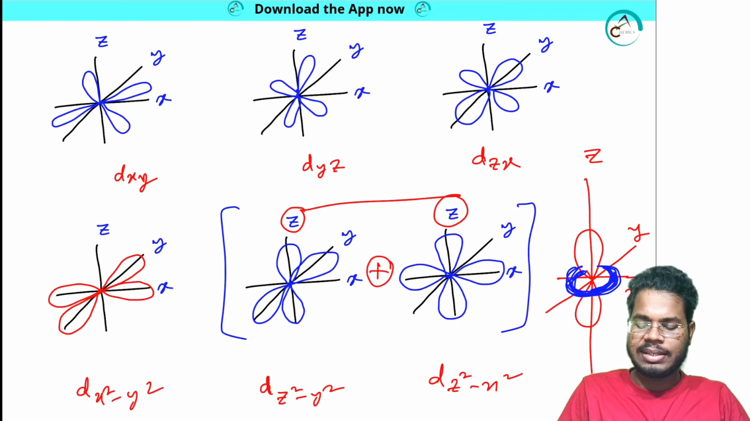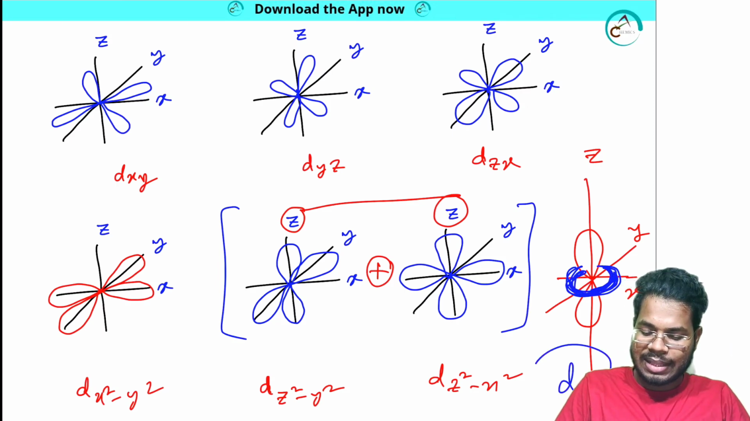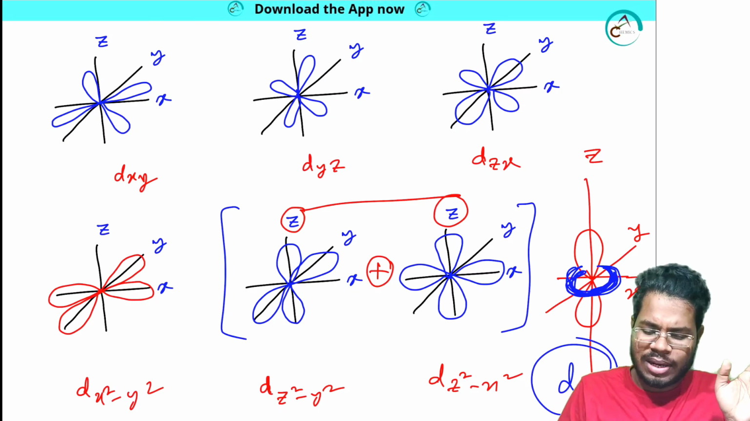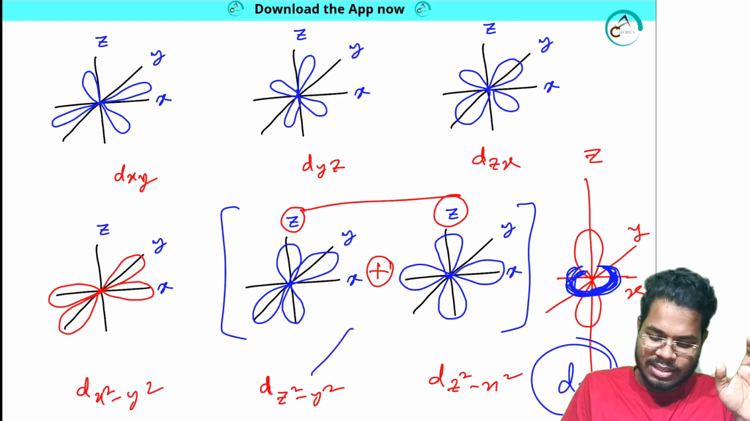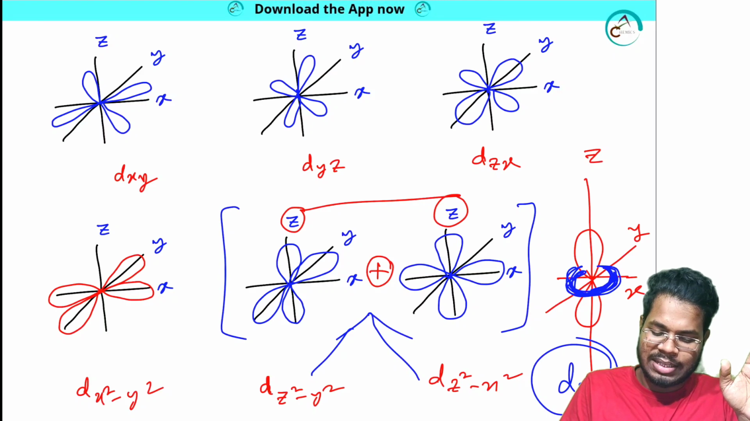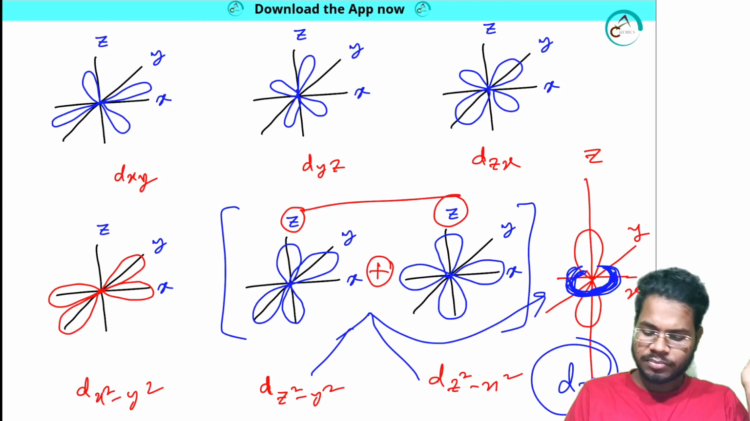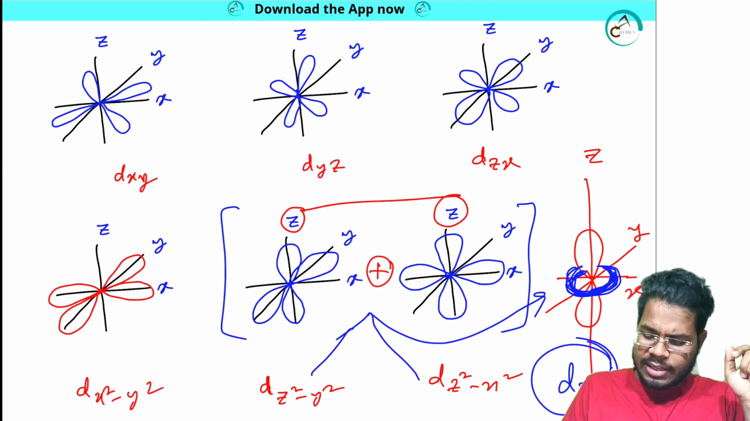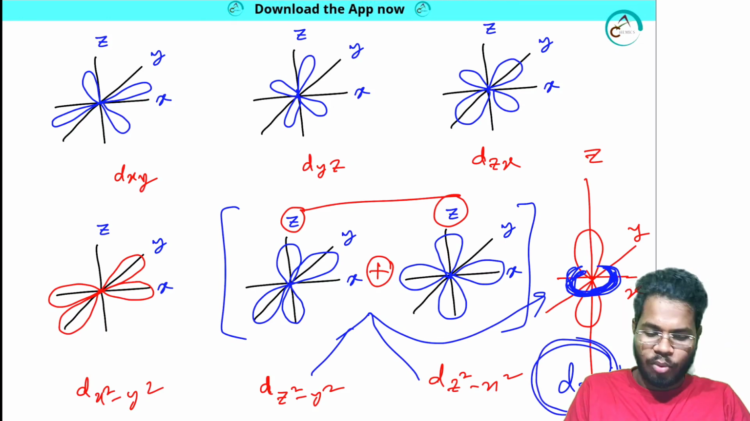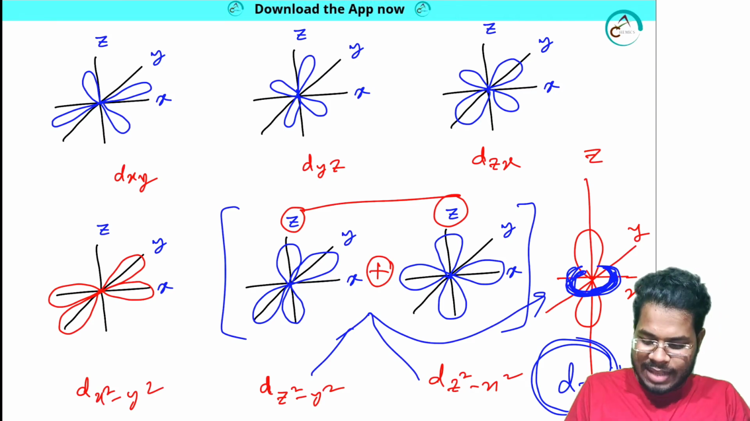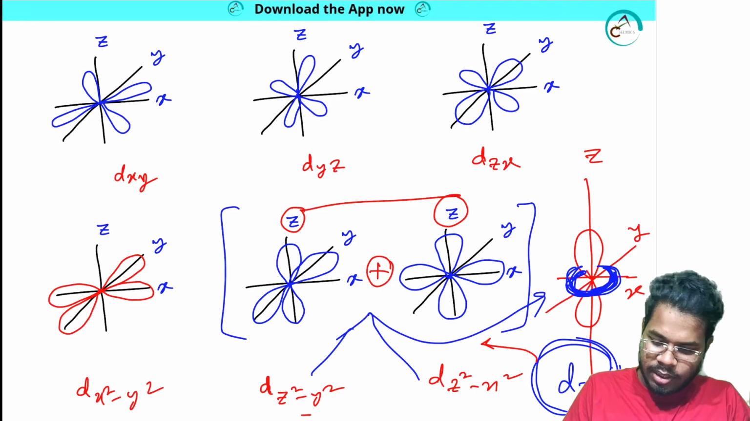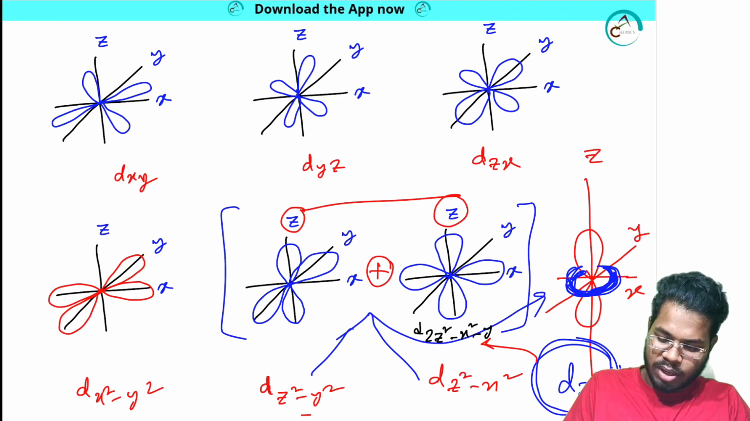Okay, you know that dz square is like this. But actually dz square is not simply dz square. We get dz square by the summation of these two, dz square minus y square and dz square minus x square. I think you didn't know that. Actually dz square is the summation of these two, so that would be d2z square minus x square minus y square.